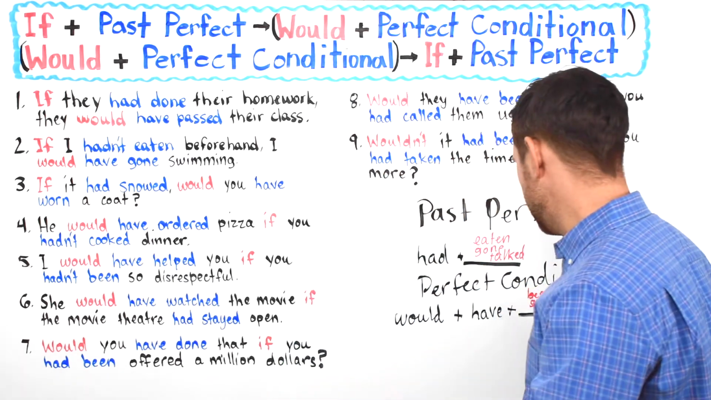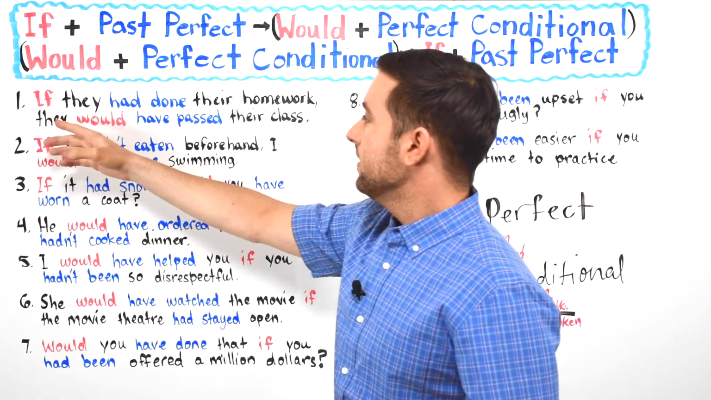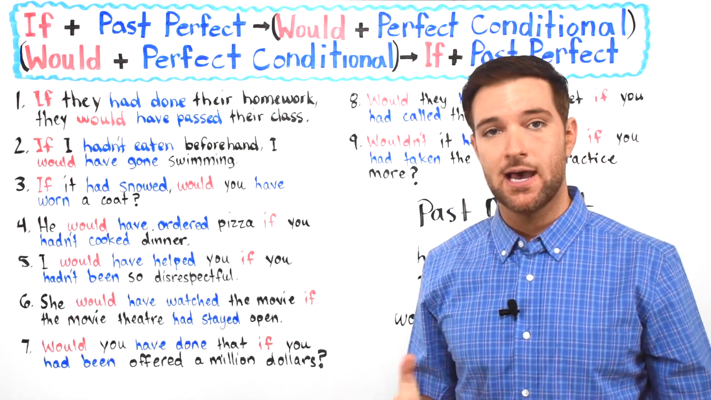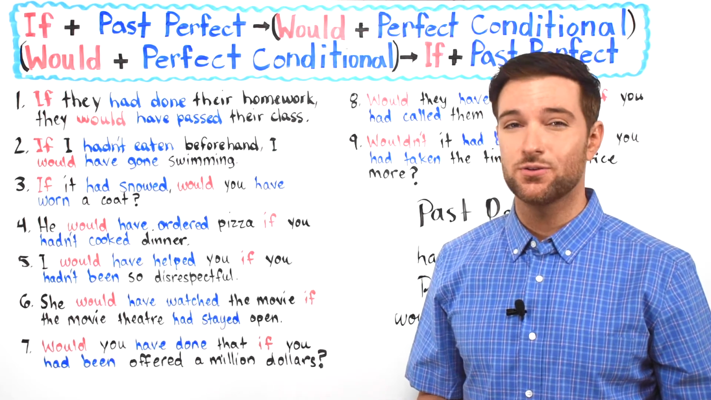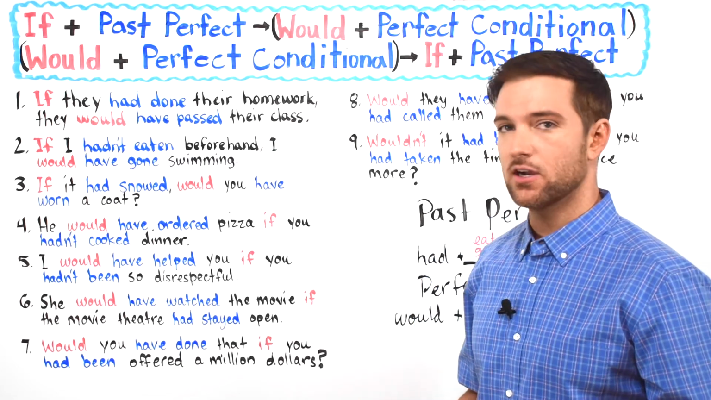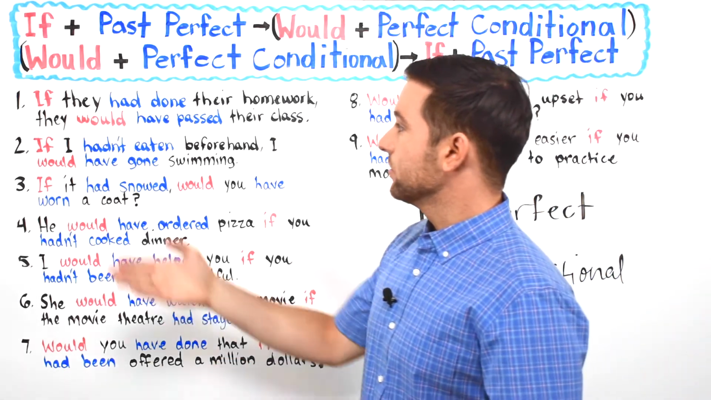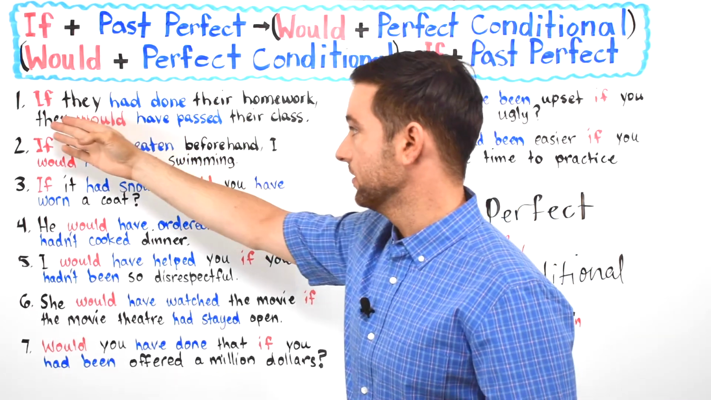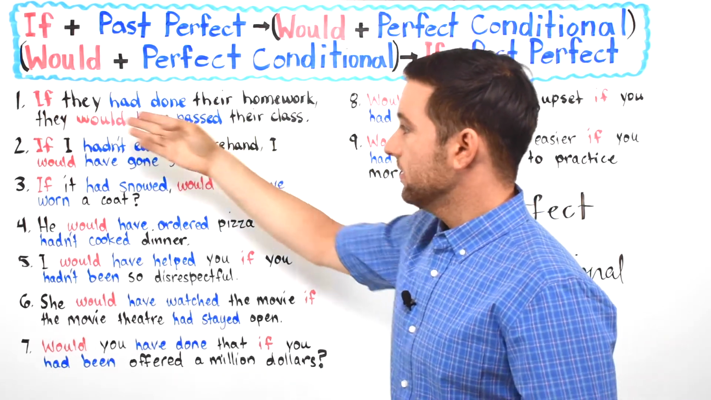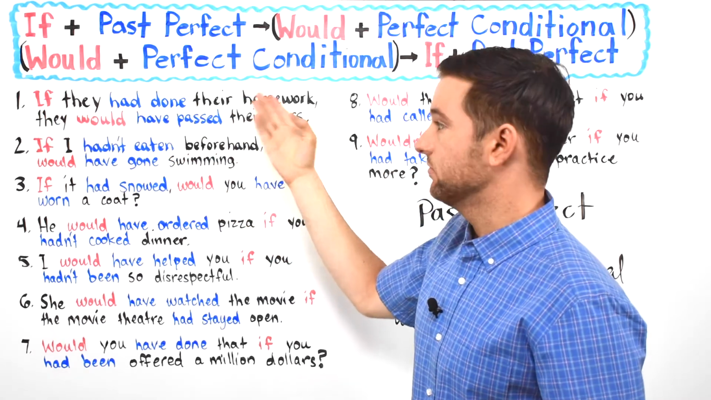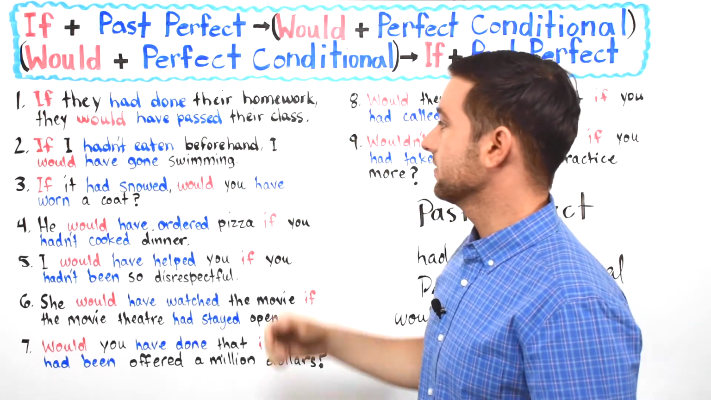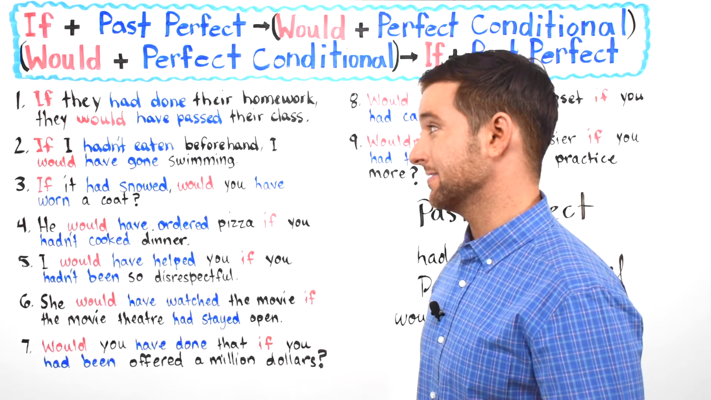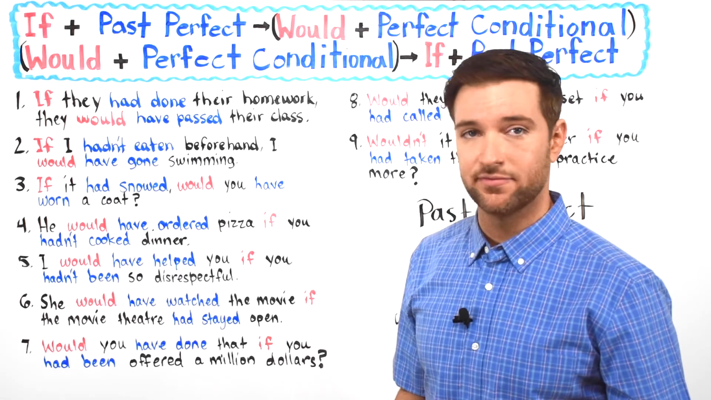So let's go ahead and jump right in. Number one, if they had done their homework, they would have passed the class. We're talking about something that happened in the past, okay? It's hypothetical, it didn't really actually happen. You're talking about a situation and you're talking about the result of what would have happened if something else occurred. So if they had done their homework, then they would have passed their class. They would have gotten an A+ or a B or a C, but instead they did not pass their class, it sounds like. They probably got an F, okay?